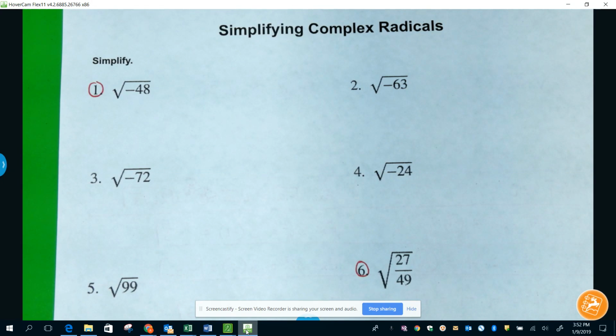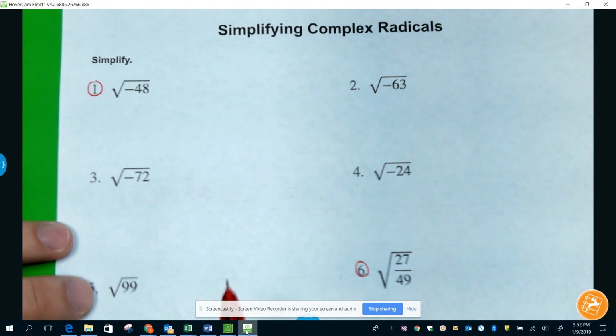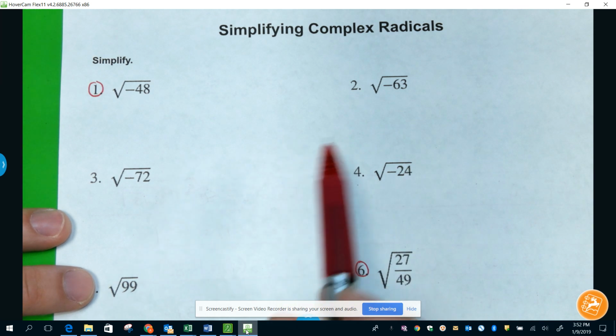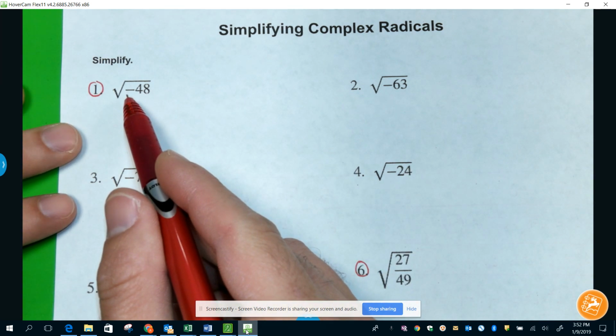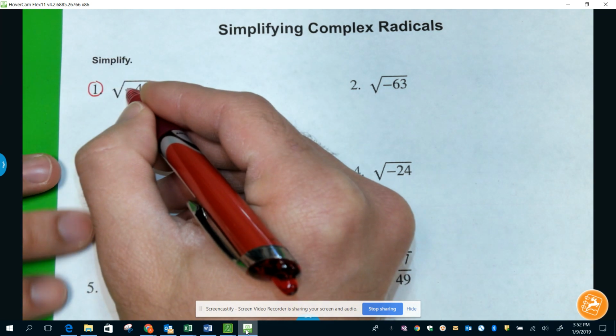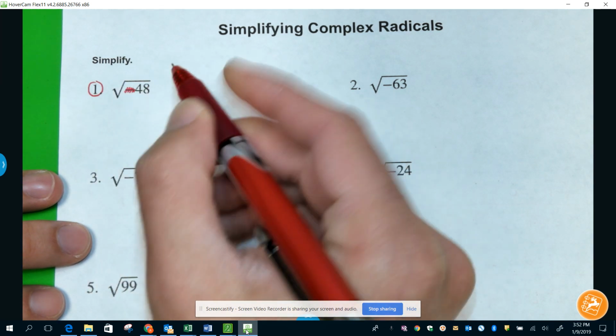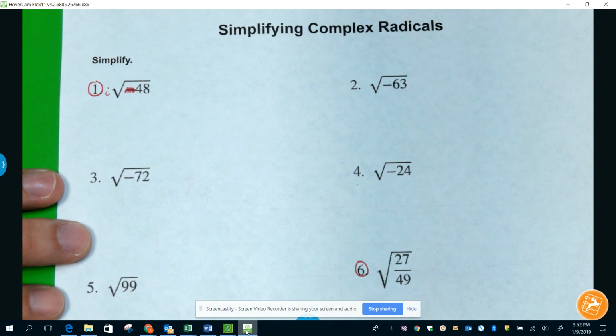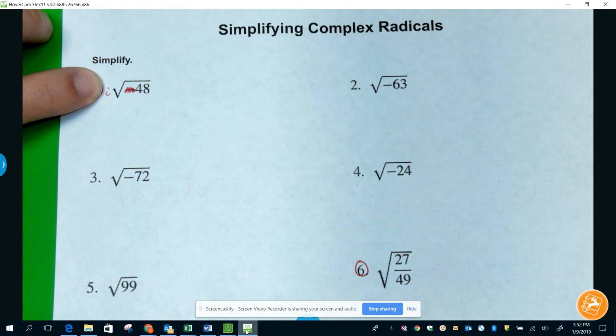Okay, today we are looking at simplifying complex radicals. In the past we looked at just simplifying radicals, but now we're simplifying complex radicals, meaning we have a negative underneath our square root. We're not allowed to have a negative under the square root. So the very first thing, anytime you have a negative under the square root, I want you to take that negative out, and I want you to put an i out front. That i means it's imaginary.